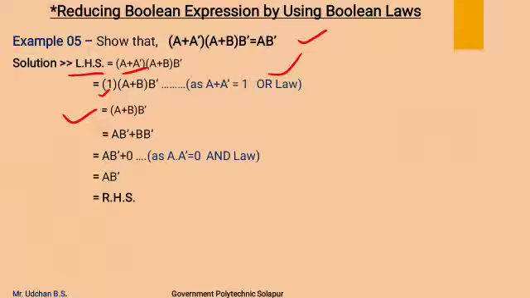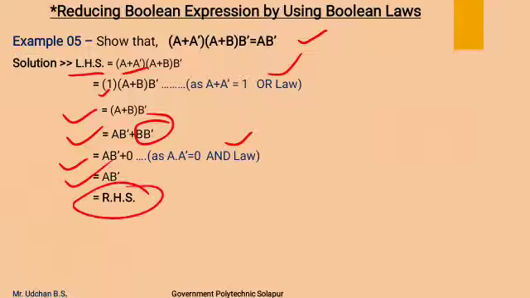Multiplying b bar with a plus b, we get ab bar plus b b bar. Now this b b bar can be written as 0 as per this AND law. The equation will be ab bar plus 0. ab bar plus 0 will give you ab bar. This is the right hand side of our equation.